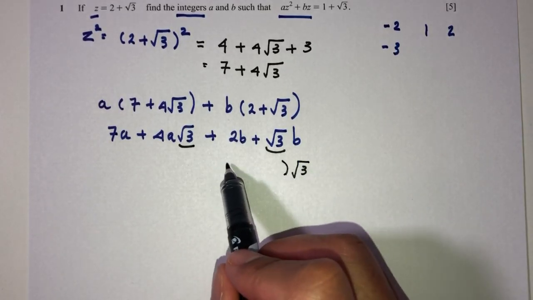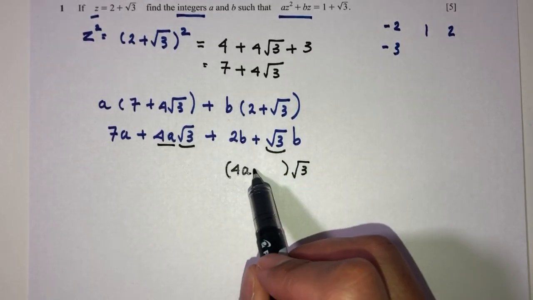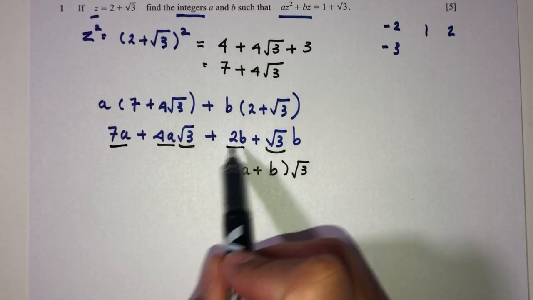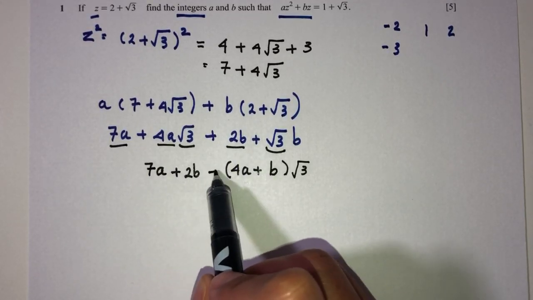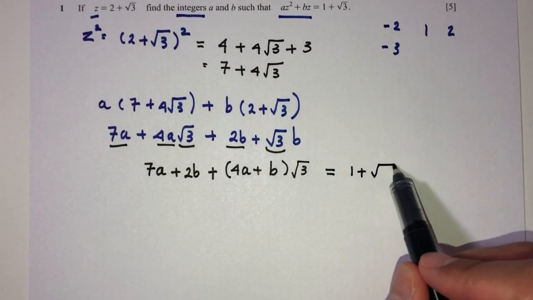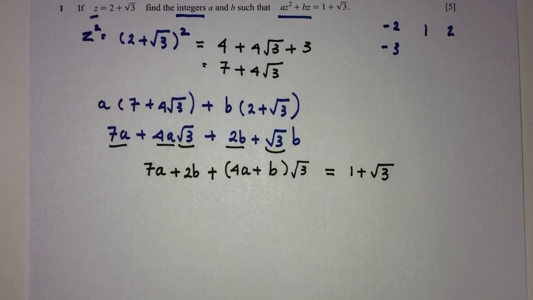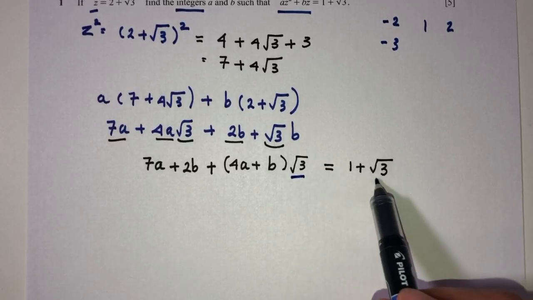You will have on the inside, you will have 4a. Here we have plus b remaining. And now for this one, they are just constants, 7a plus 2b. And it is equal to 1 plus root 3. So now we have to solve this by equating the coefficients. So what do I mean? I mean that here we have root 3, here we have root 3.